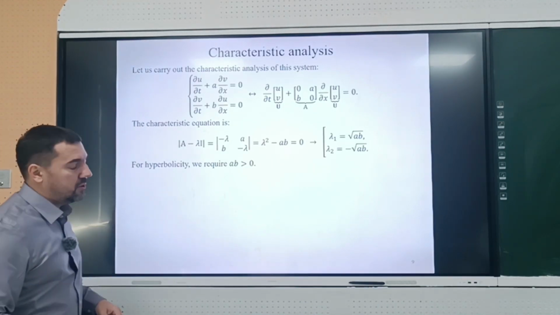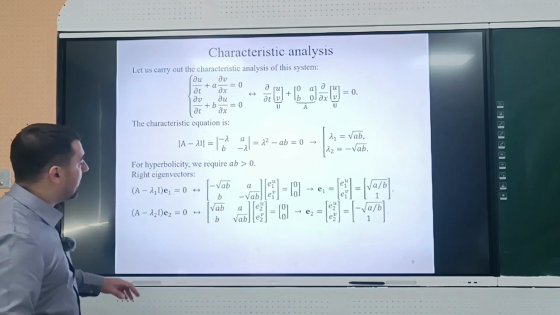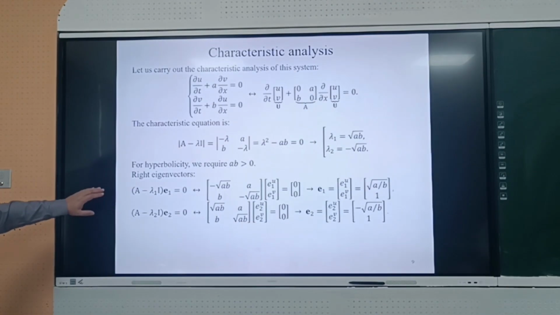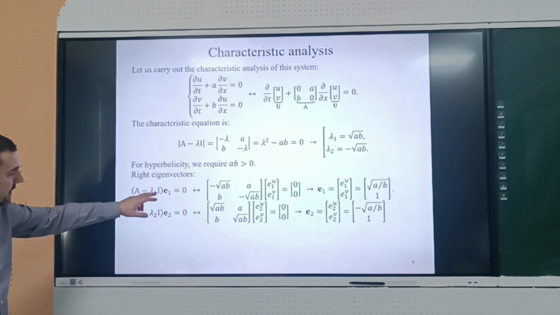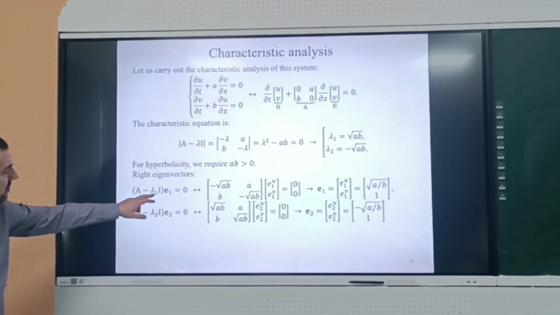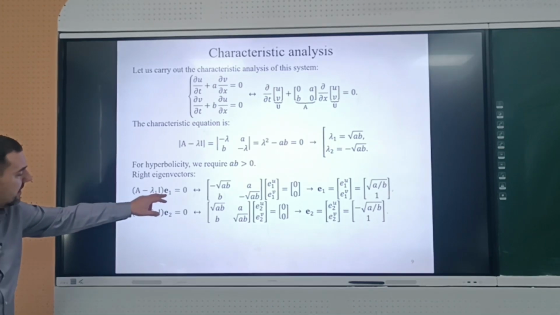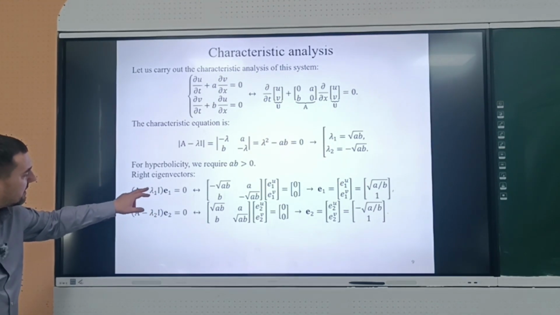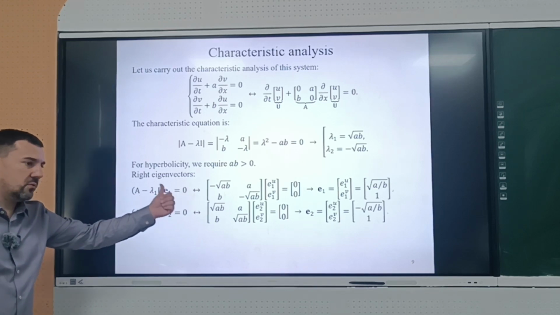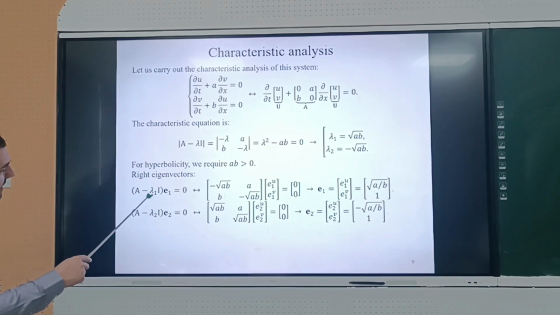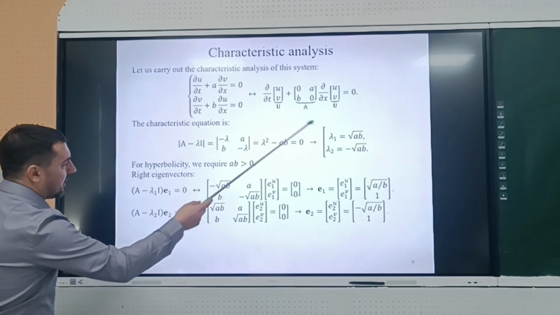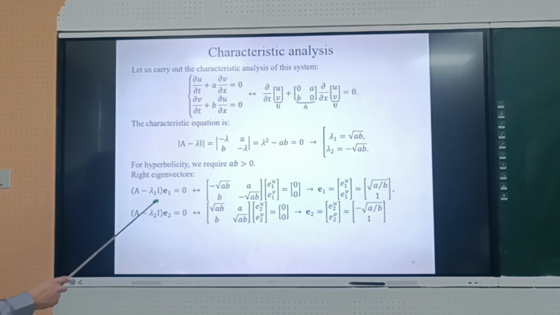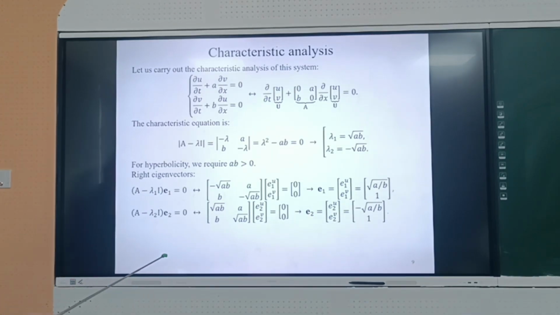Then after that we should compute eigenvectors. I'd like to remind you the general knowledge from linear algebra. How can we do that? The vector is called right eigenvector if it satisfies the following equation: A e1 equals lambda 1 e1. Or if you move it to the left, then it will be A minus lambda 1 I e1 equals 0. Where once again A is our matrix, lambda is the eigenvalue, I is identity matrix, and e1 is the right eigenvector.